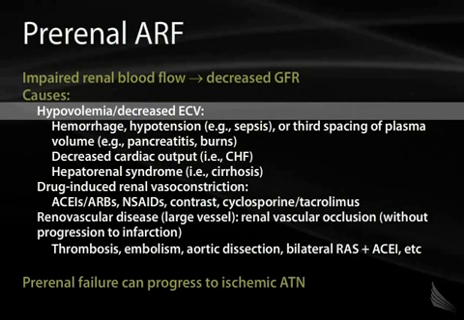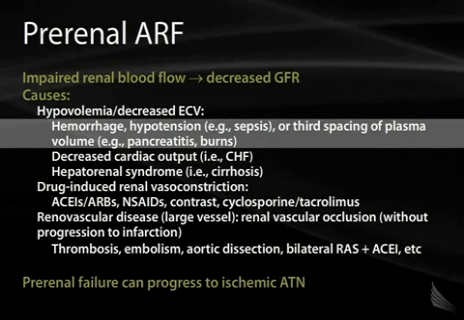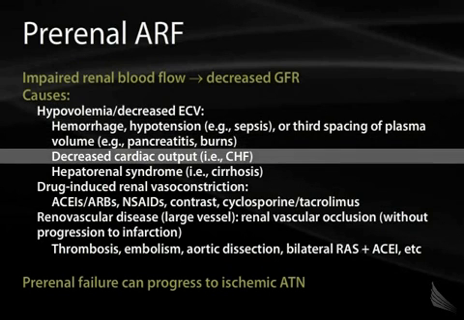Decreased effective circulating volume from any cause leads to prerenal acute renal failure if GFR falls from decreased renal blood flow. Specifically, hemorrhage or severe diarrhea or third spacing of plasma volume from pancreatitis or burns, which leads to true volume depletion, can lead to decreased effective circulating volume and thus impaired renal blood flow. However, also, decreased cardiac output or peripheral vasodilatation, such as in the settings of congestive heart failure or cirrhosis, can also lead to prerenal acute renal failure due to decrease in effective circulating volume.